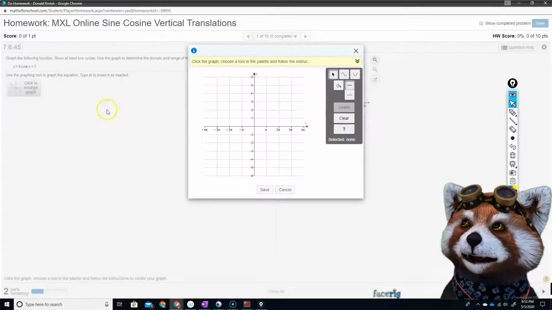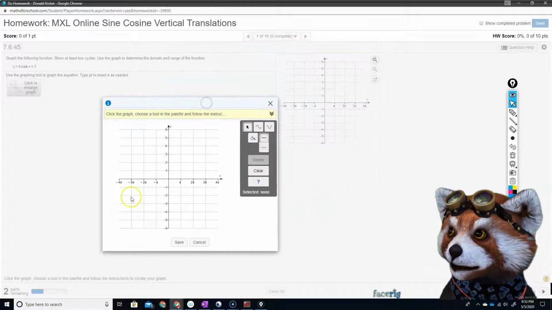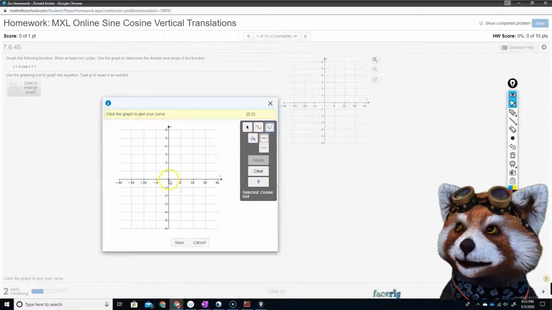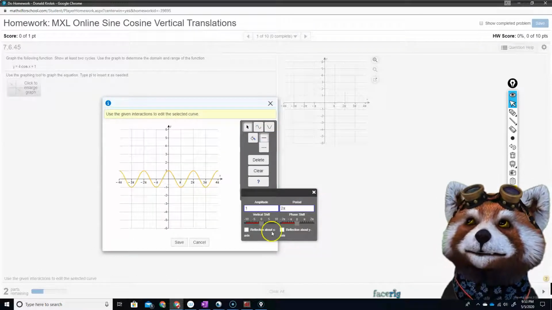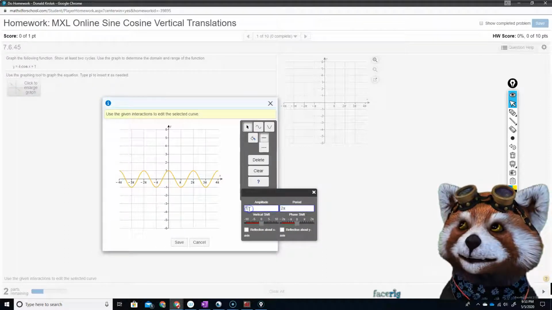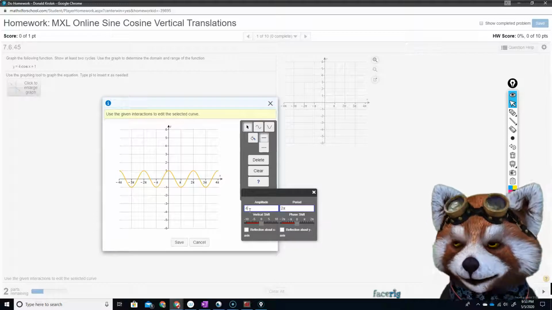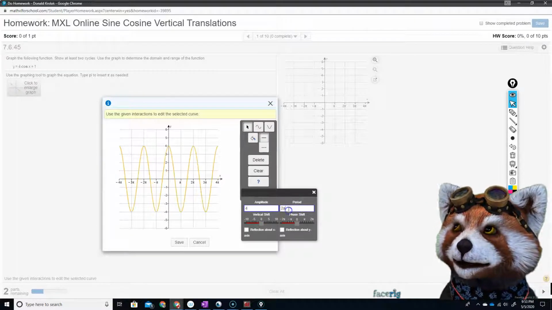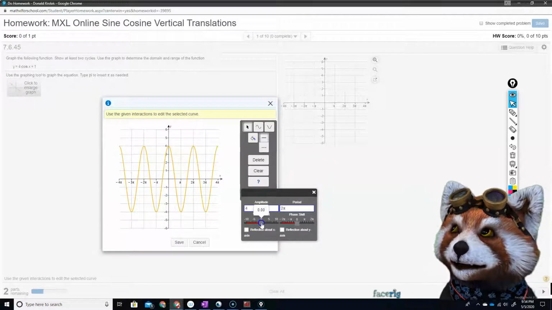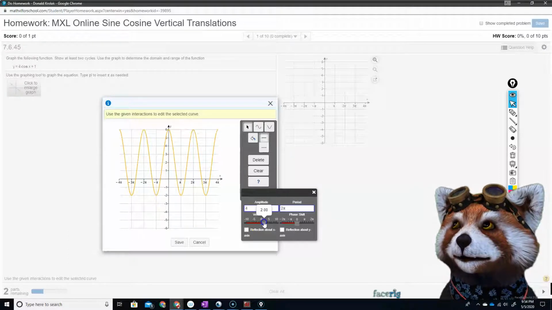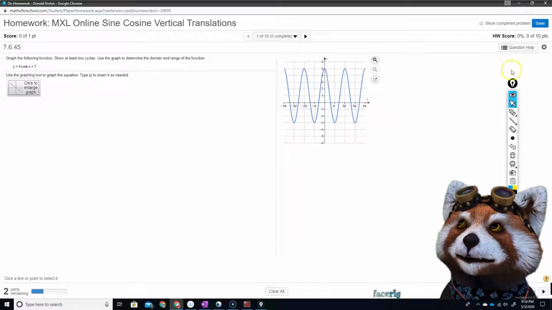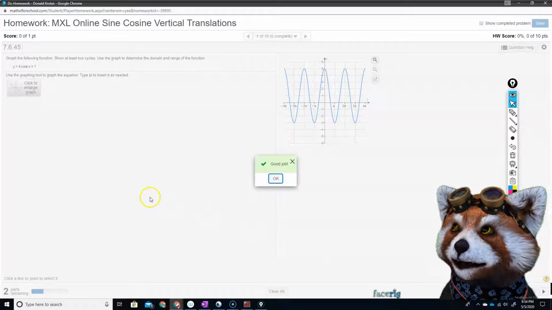And click on this graphing tool. All right, so we know that it's a cosine graph. So I click right here on cosine and then just click on the origin. And then down here I have these sliders. So my amplitude is 4. I enter a 4 there. My period was 2 pi. And then I take the vertical shift and I move it to 1. And there's my new graph. Hit save and check our answer.